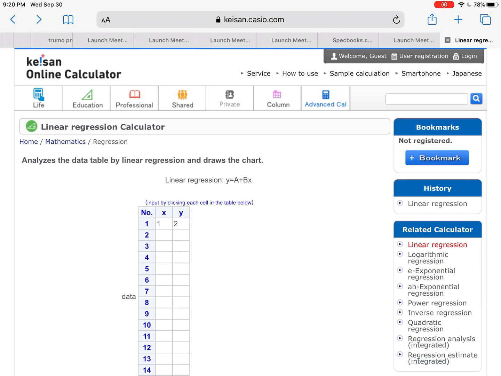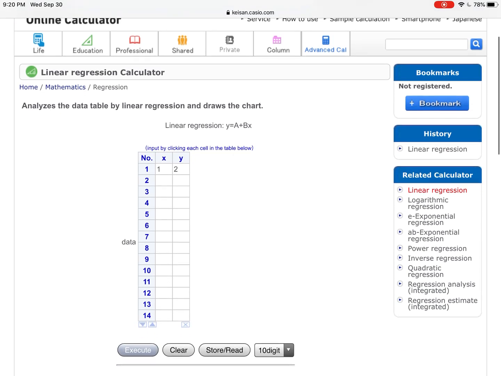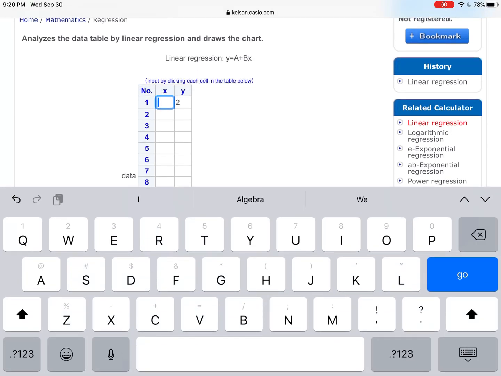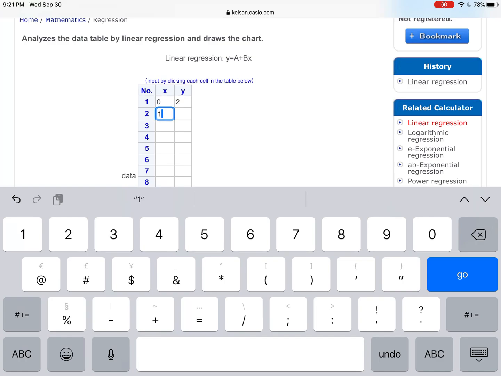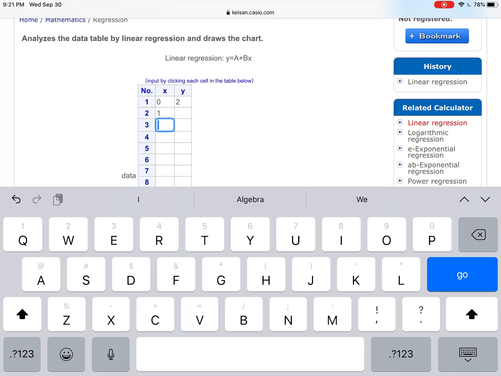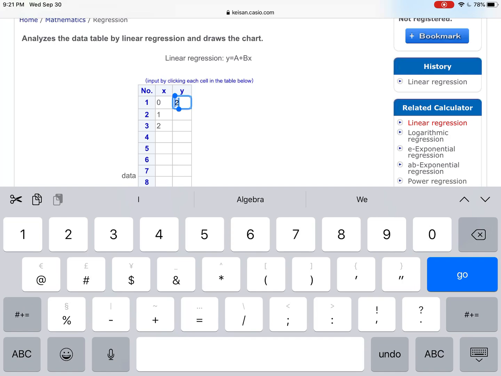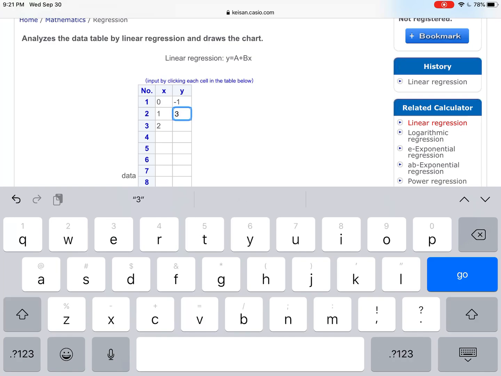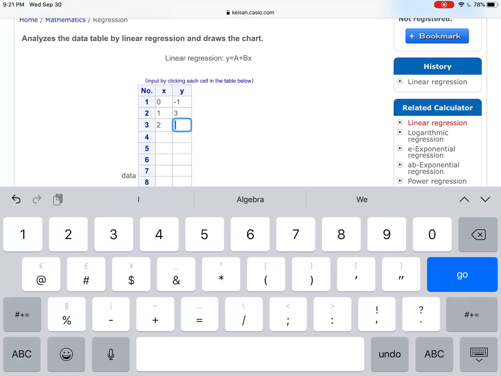There's also some free ones online. So here's a free one online where you can do it if you're at home. So you're going to fill in your X with what we put in our L1. So I'm going to put 0, 1, and 2 here for my X's. And for my Y's, I'm going to put in -1, 3, and 9.